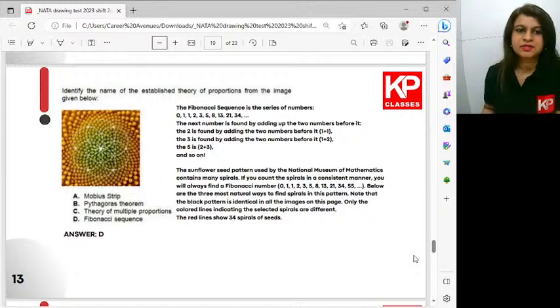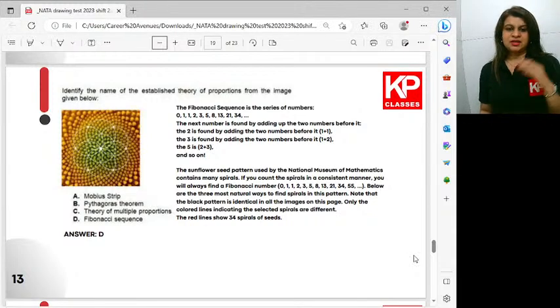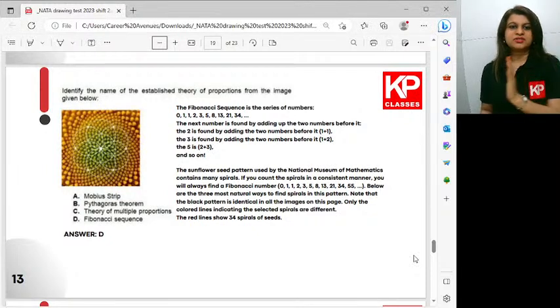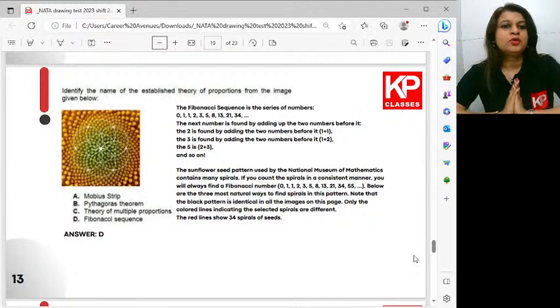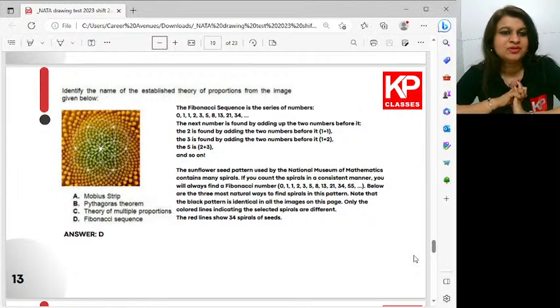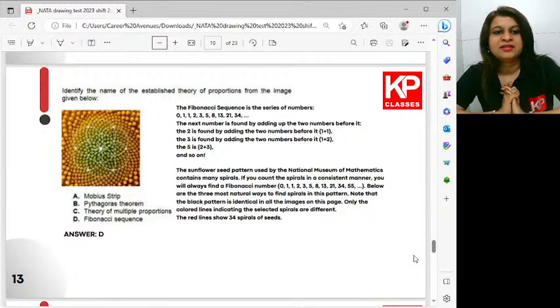Now, the Fibonacci sequence is a series of numbers where you basically add two consecutive numbers. The next number is found by adding up the two numbers before it. 1 plus 1 is 2. The third will be 1 plus 2, 3. Then 2 plus 3, 5. So this is what the Fibonacci series is all about.